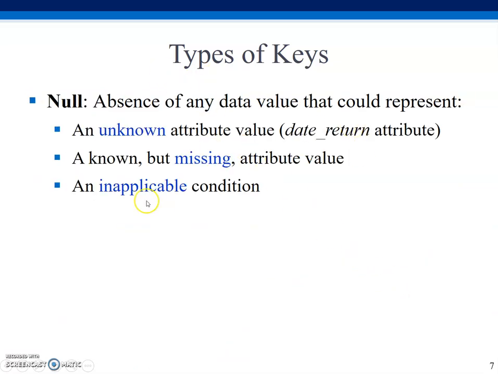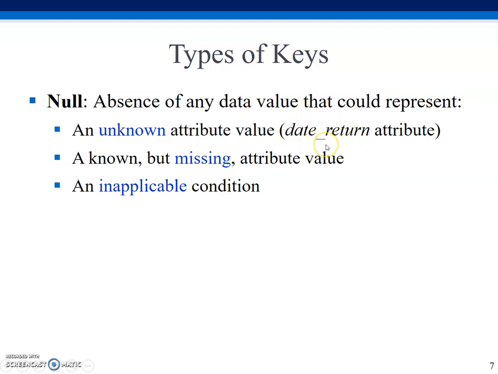So now, what does null mean? This is just a revision. Absence of any data that could represent an unknown attribute value. So for example, date return. Now just imagine you go to the library to borrow a book, and you have borrowed a book and there is a due date for you, but you can return earlier.